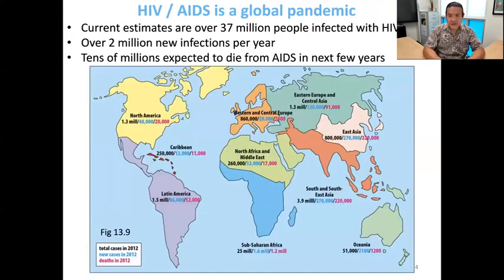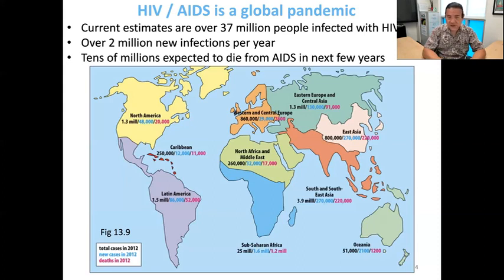So HIV and AIDS is, of course, a global pandemic that for the last several decades has been a very pronounced public health problem. This data was taken from our textbook, and it's a bit outdated. You can see this data comes from 2012. So it's not so much that I expect you to know these numbers, but this gives you some comparisons of the global distribution and epidemiology of HIV and AIDS.